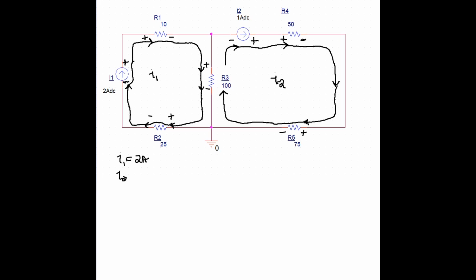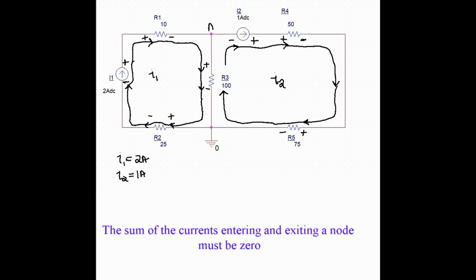So by inspection, our loop current I1 is 2 amps. Our loop current for I2 is 1 amp. And the question now is, what is the current going through R3? So by KCL, at node A, we have 2 amps coming in from the left, 1 amp exiting on the right. So the remaining current is 1 amp going down toward R3.